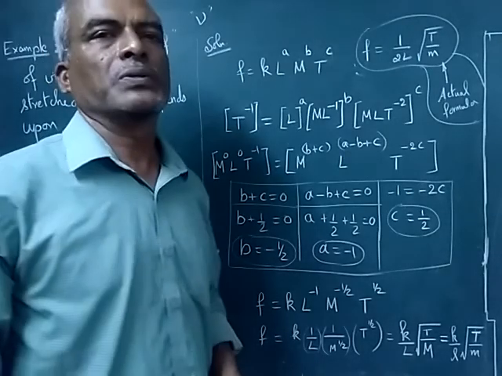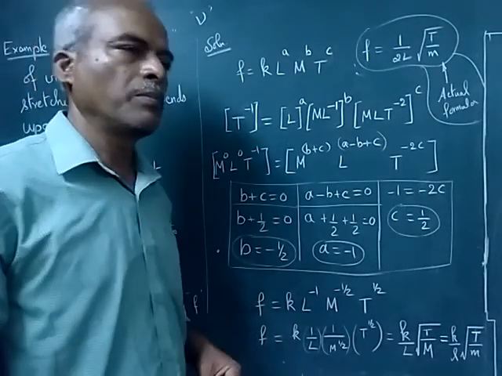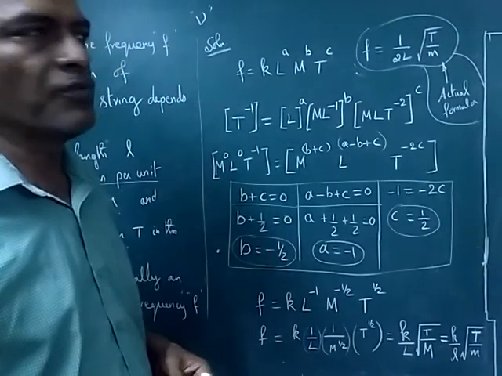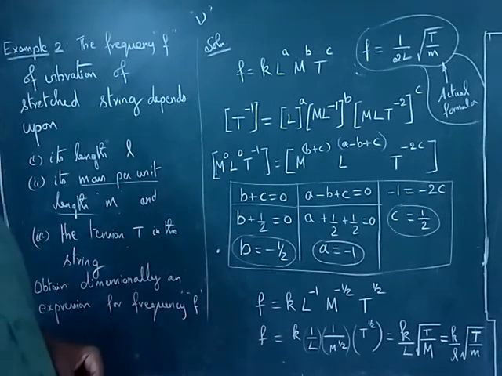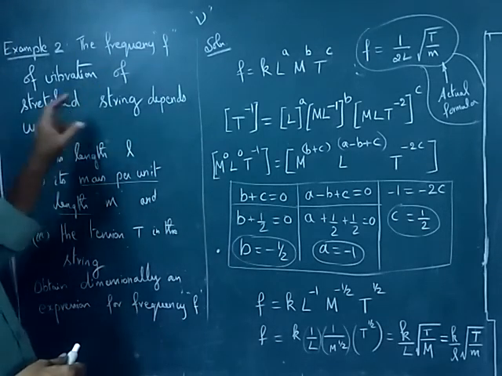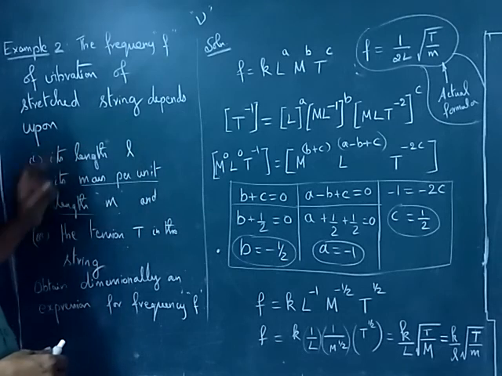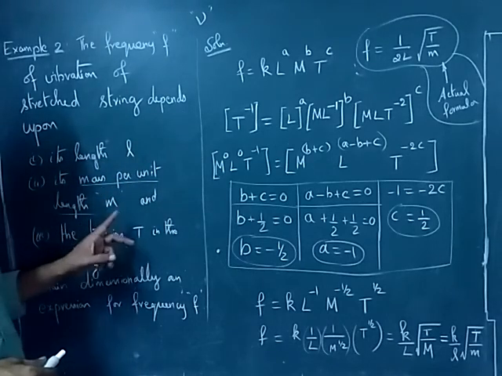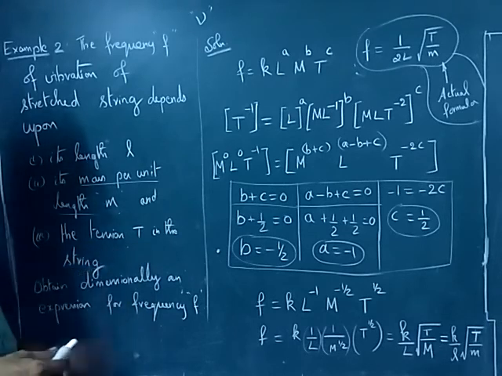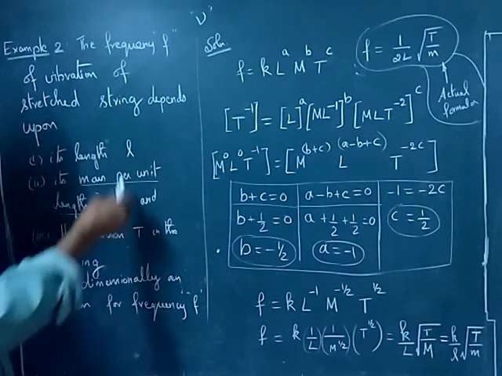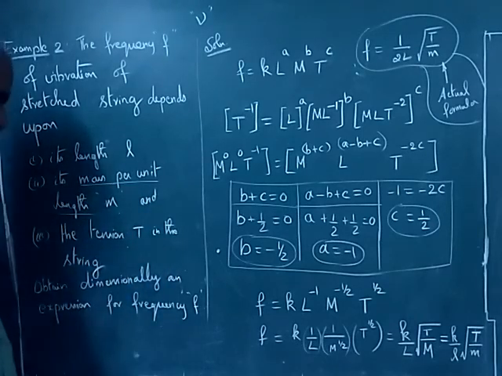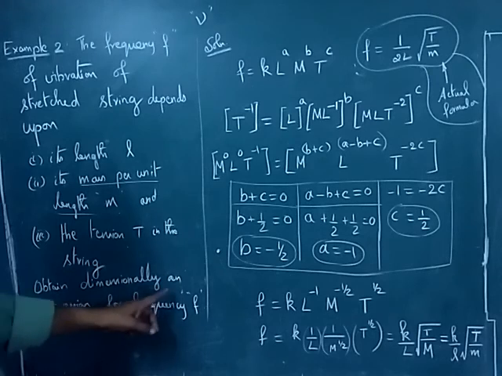Today we are going to see one example problem based on dimensional analysis of deriving a formula. The question is, the frequency f of vibration of a stretched string depends upon its length L, its mass per unit length m, and the tension T in the string. So three parameters: length, mass per unit length m, and tension T. Obtain dimensionally an expression for frequency f.